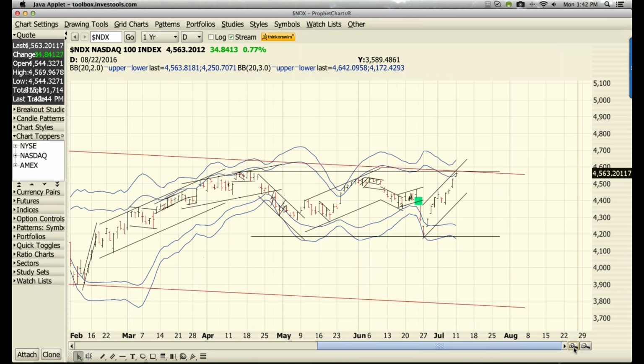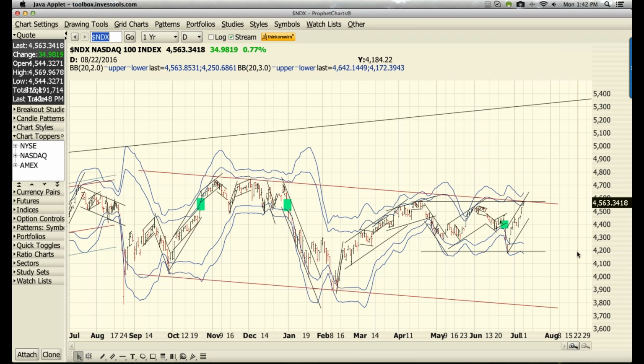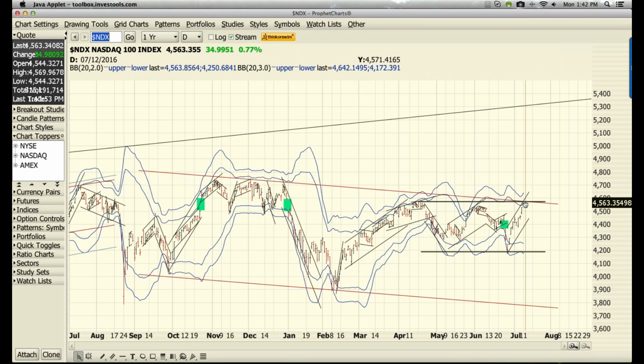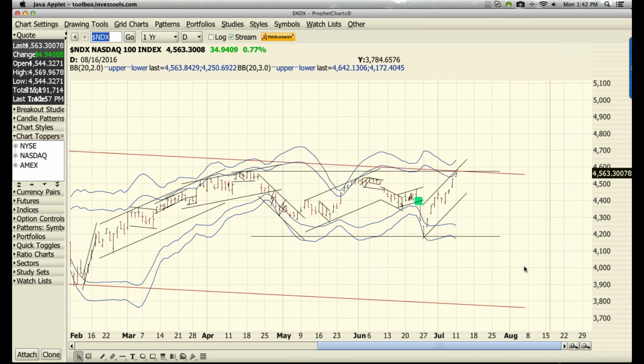And what we've seen is that today we moved right up to resistance of that declining channel. We moved right up to resistance, which was also right at the 2 standard deviation Bollinger Band, and actually formed a slight Bollinger Band snap on the daily chart. So we're trading at long-term resistance.